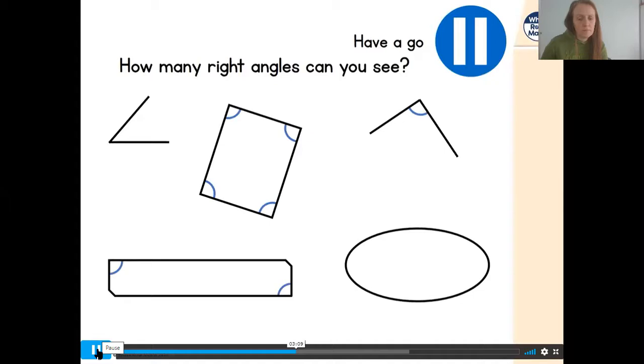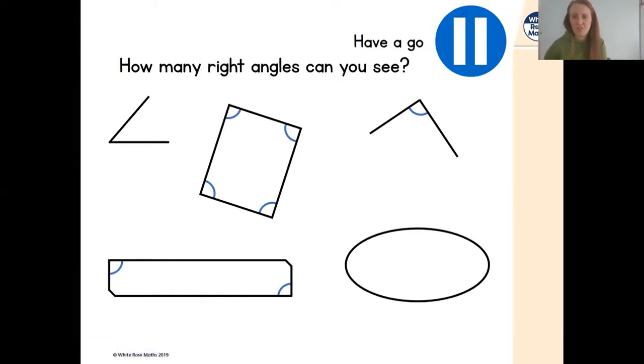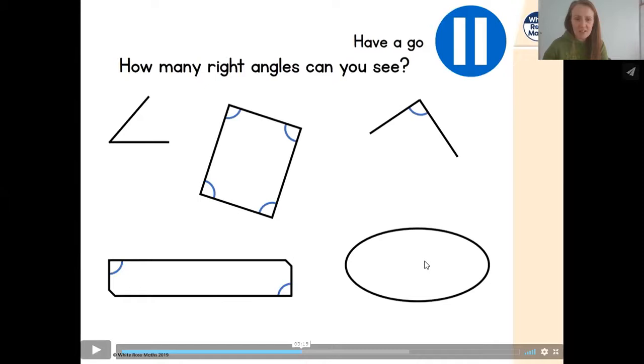And in the oval, there are no right angles, are there? In fact, no angles, because there are no straight lines. Okay, so you can give yourself a score on this. You should have got in total 4, 5, 6, 7 right angles in that picture in total. Did you get 7? I hope so. Let us know how you got on with that one. I'll keep the video playing.